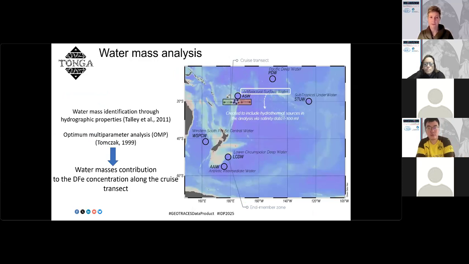So we performed a water mass analysis inspired by the work that Lizzie Artigue did for the Atlantic in 2020. And by defining the values and members contributing to the water masses crossed during the cruise, these are the circles you can see on the map, it was possible to establish the theoretical distribution of iron resulting only from water mass transport. And the optimum multiparameter analysis was used to establish the water mass contribution to the distribution of iron along the cruise transect.